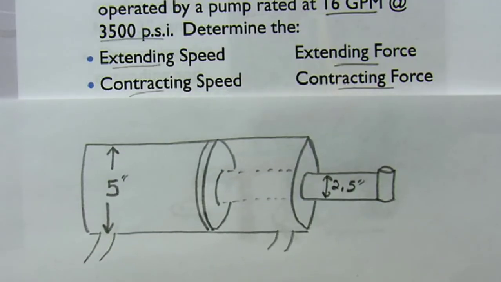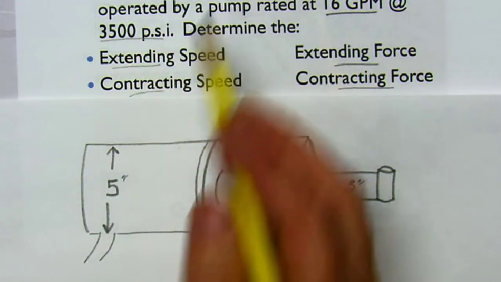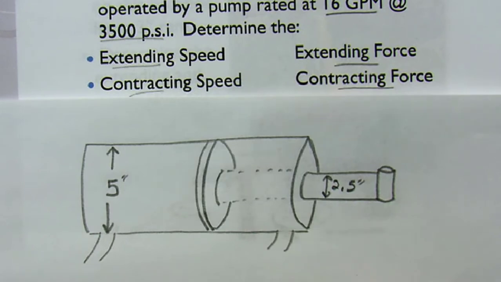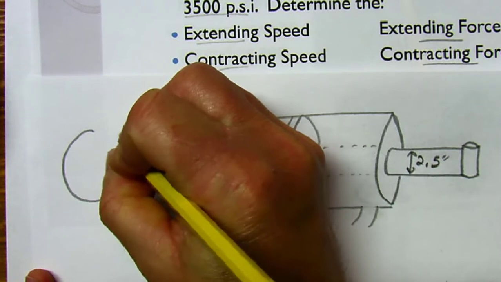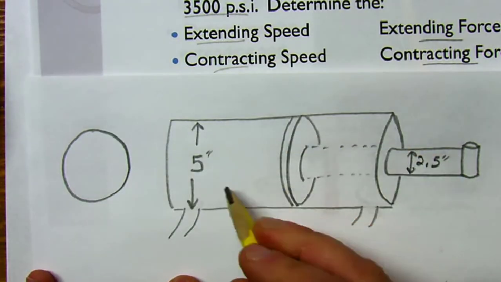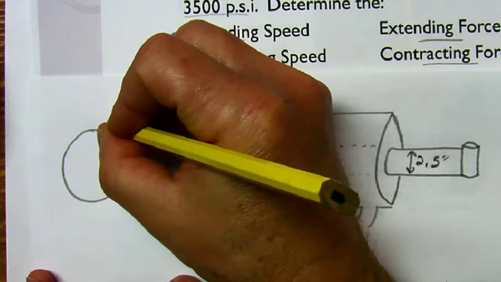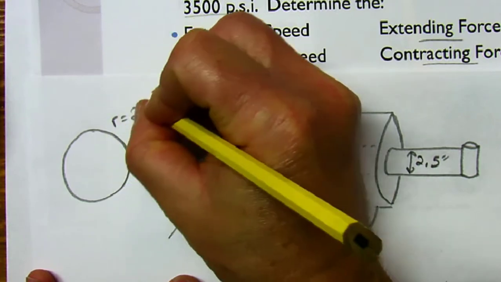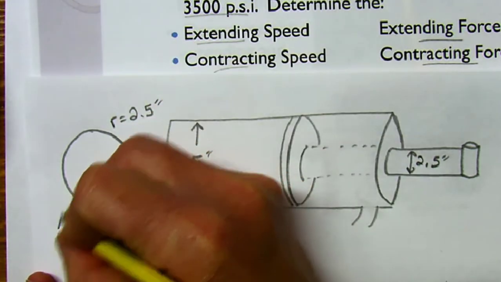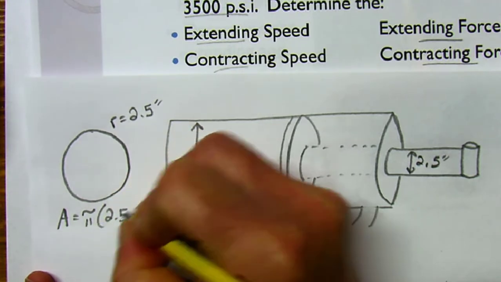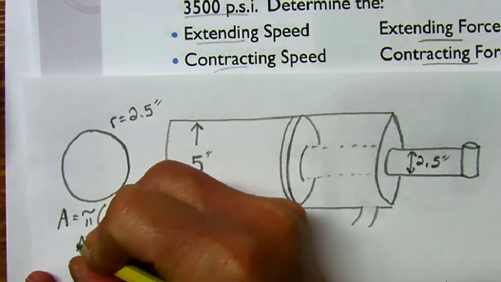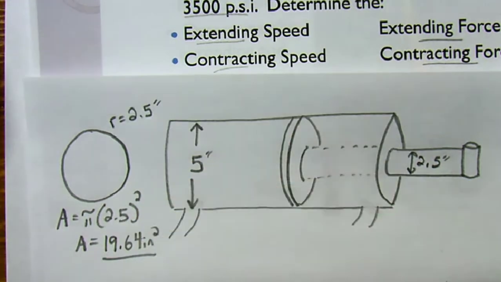Okay, let's think about this cylinder for a minute. It's got a 5-inch diameter cylinder with a 2.5-inch ram. When it's extending, that's pretty easy. The backside of this piston is just going to be a 5-inch circle. That means its radius is 2.5 inches, and therefore the area is going to be pi times 2.5 inches squared. And so the area when it's extending is 19.64.